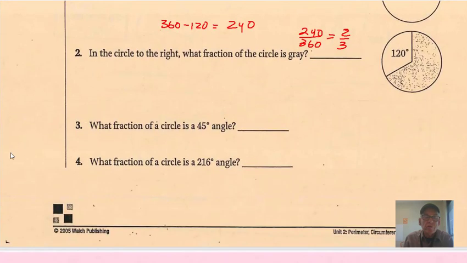What fraction of the circle is a 45 degree angle? They're not giving us a diagram, but we do the same thing: the central angle over 360. If I go by 5s, 5 times 9 is 45. 5 times 72 is 360. 9 times 1 is 9. 9 times 8 is 72. So 1/8 of the circle is given by a 45 degree angle.